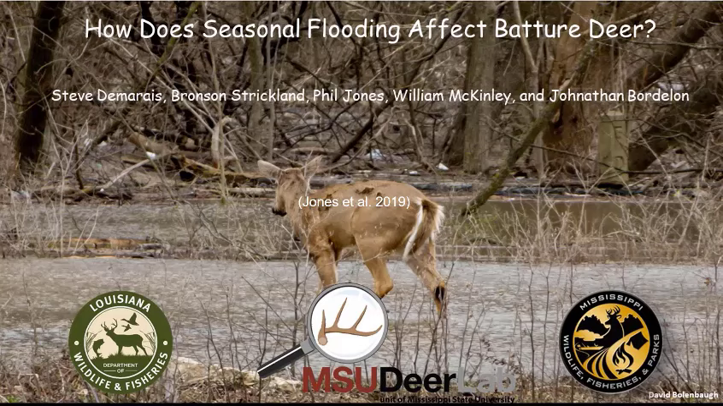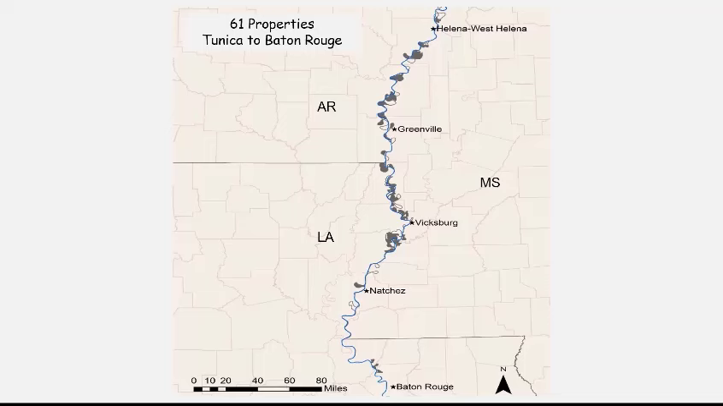This is the result of a study we did in cooperation with the Mississippi Wildlife, Fisheries and Parks Department and Louisiana Wildlife and Fisheries Department. They both run successful DMAP programs, and collect a lot of data on properties along the river. And we did an analysis of the relative amount of flooding in 61 properties along the river, from Tunica, Mississippi, all the way down to Baton Rouge. 61 different properties. Most of them had a similar management approach. And along that river there, most of the properties are managing for trophies.